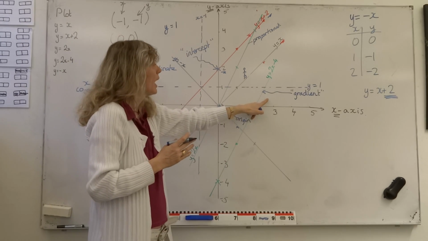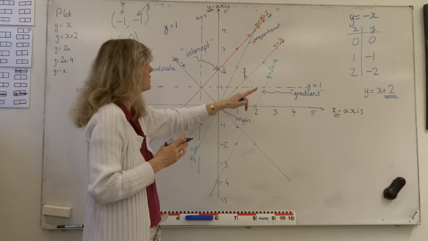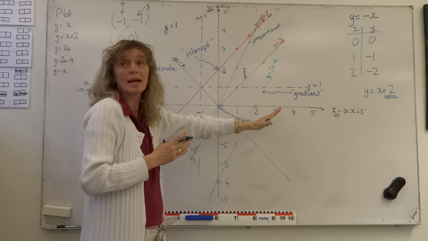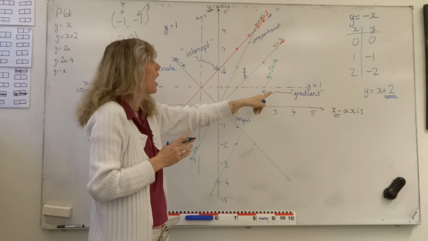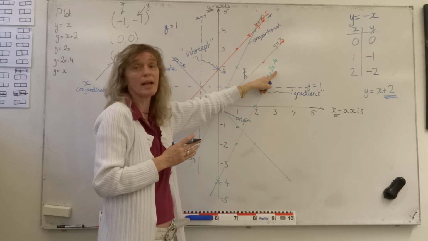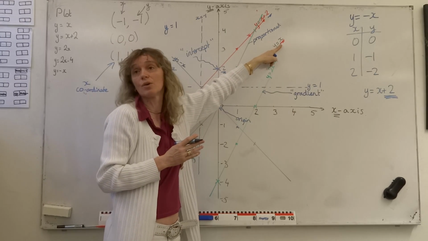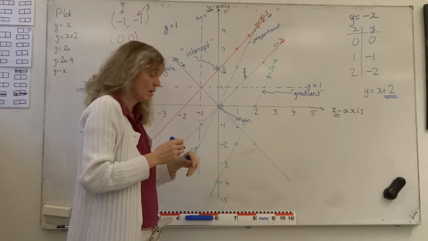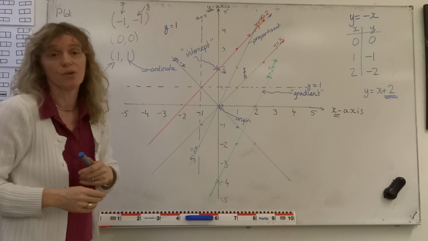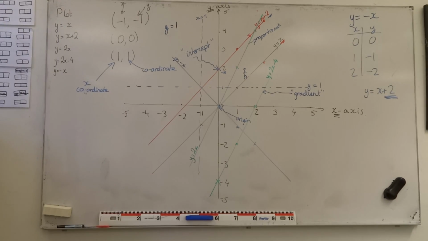So this one has a steeper gradient than this one. It has a steeper angle going upwards. There's a higher number in front of this x, 2x, than there was in front of this one here, which was only 1x. So the gradient of the graph is how steep it is. And they're all the terms that you need for being able to plot graphs.